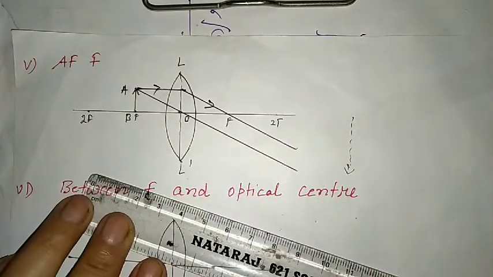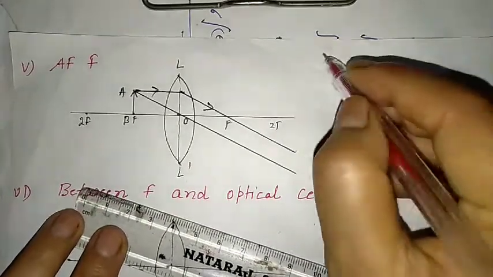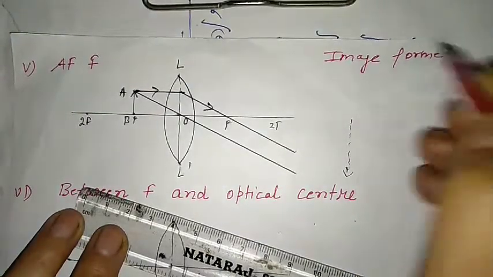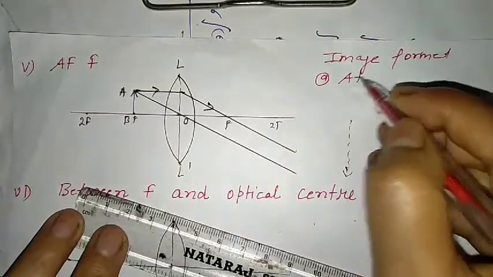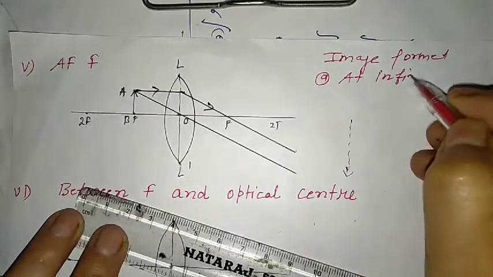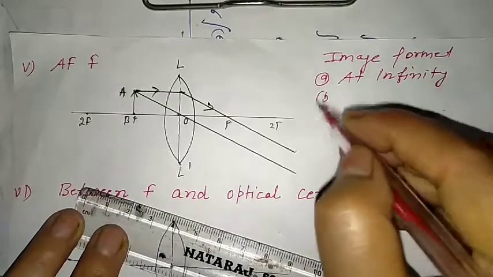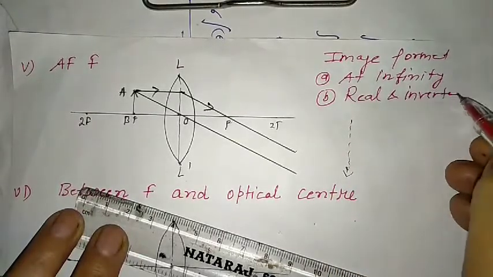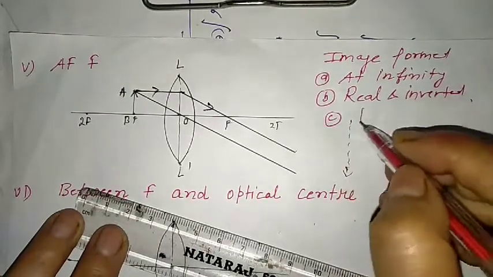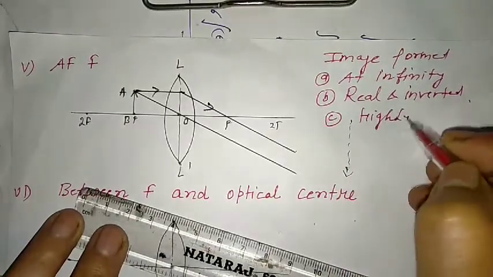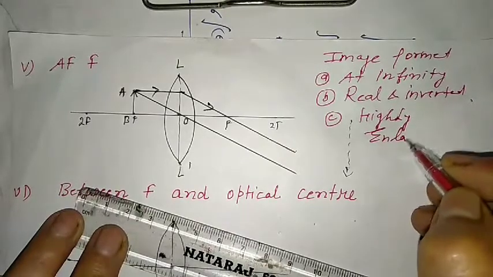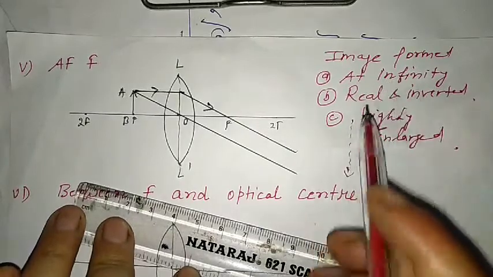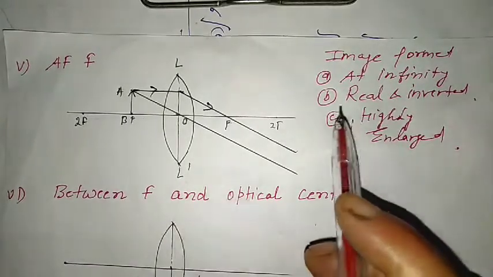What type of image is formed? Image formed, A part, at infinity. B part, real and inverted. C part, highly enlarged. This one at infinity, real inverted, highly enlarged.